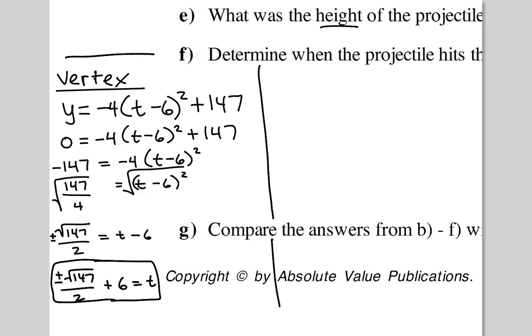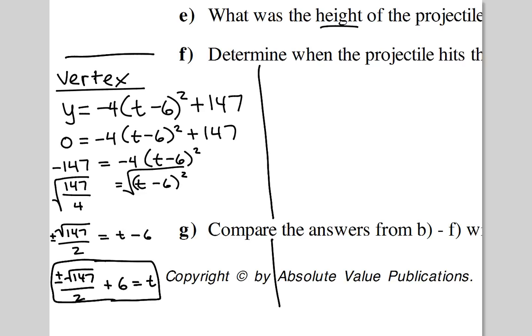But just in case on the test it says use the vertex form to find the intercepts, there's another example of it. The one thing that's difficult is remembering the plus or minus. I even kind of forgot it at the end there. So that's one way. You go plus root 147 divided by 2 plus 6, or you do a negative root 147 divided by 2 plus a 6. And you should get 2 answers.